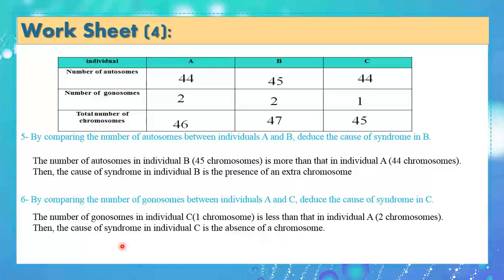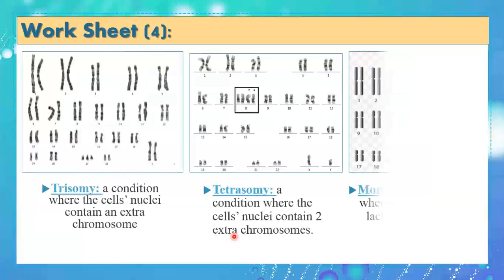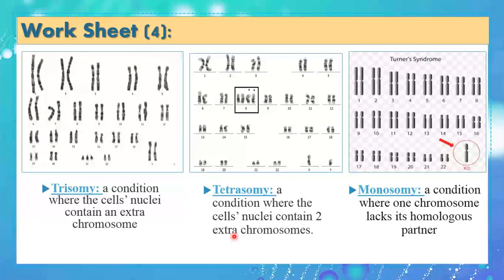I need to remind you here, when you're comparing two numbers, you need to use the terms more than, greater than, or less than, and you need to show the values in order to have a total correct answer. So let's continue here. We found out that we have some kind of abnormality. Here, we need to explain the following terms: trisomy, tetrasomy, and monosomy.